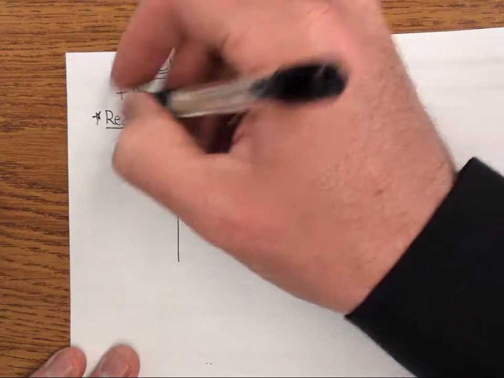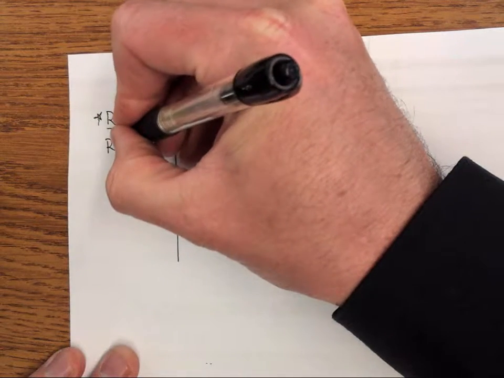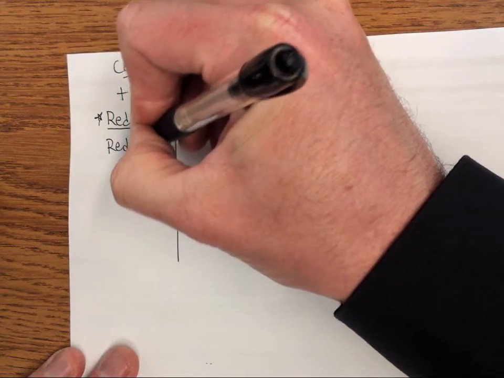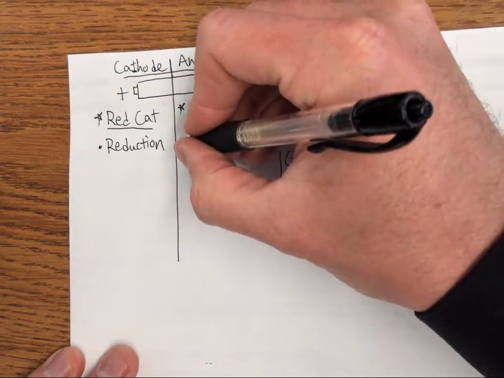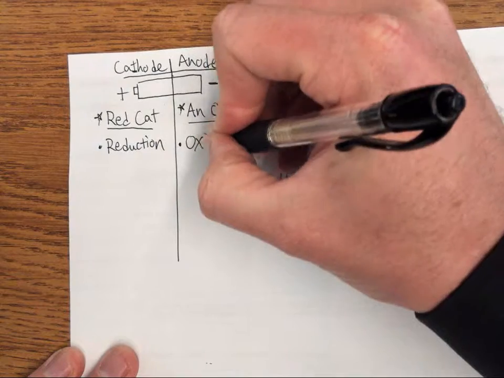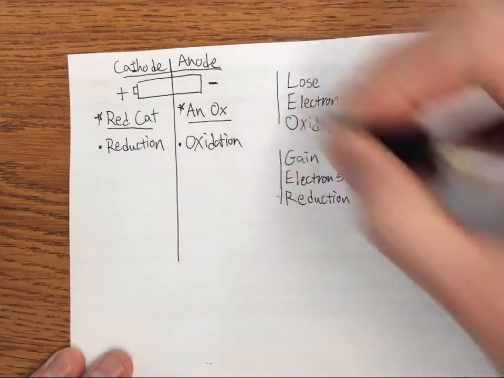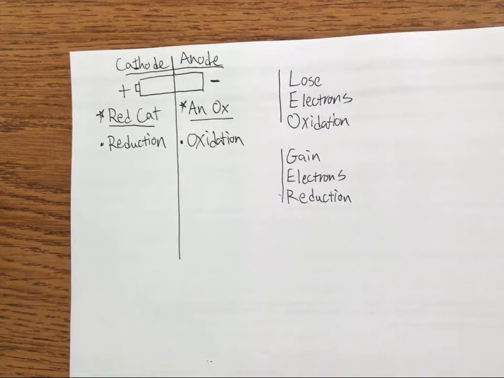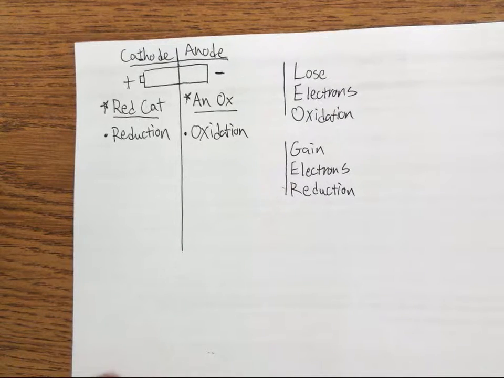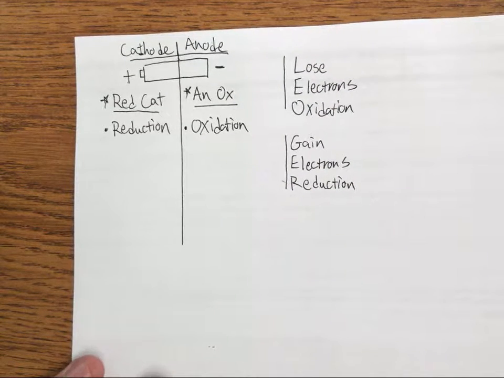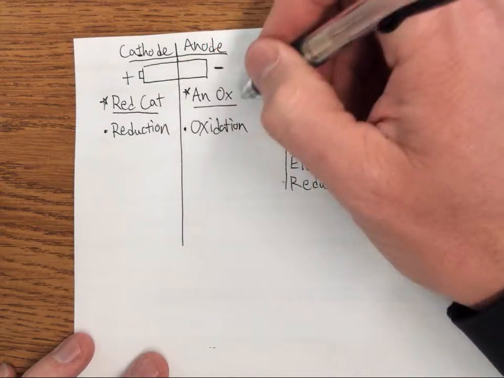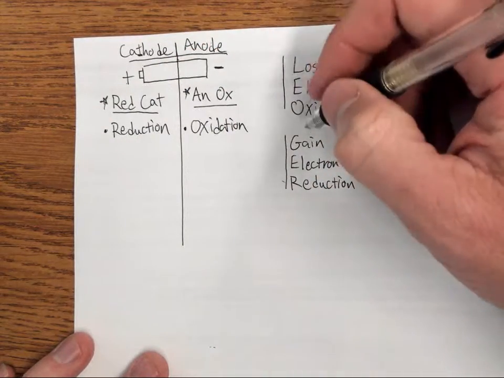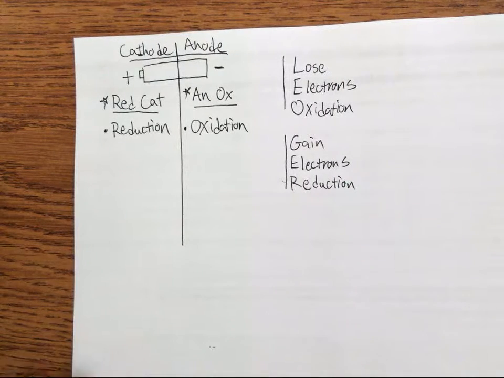So the cathode is the side where we have reduction. Anode is the side that we have oxidation. Great. So there's a red cat, we have an ox, we have a Leo that goes Ger. How many of these are we going to have? Well, we're going to add another one.